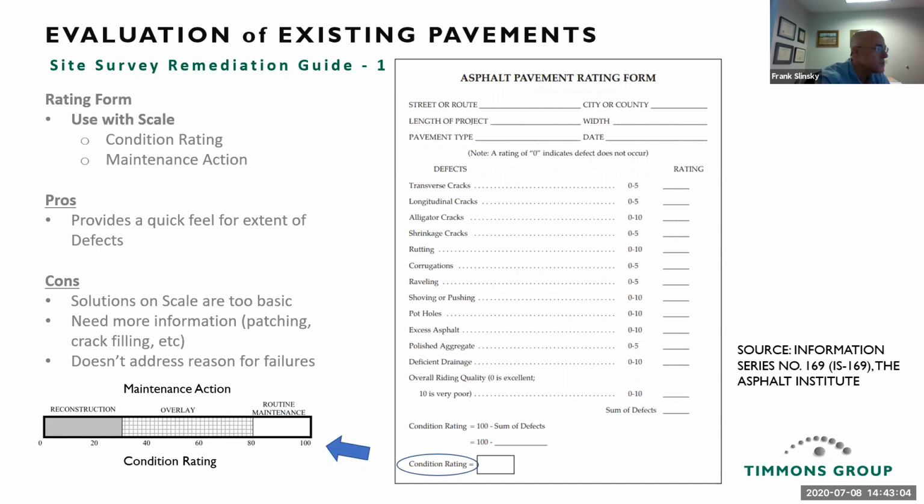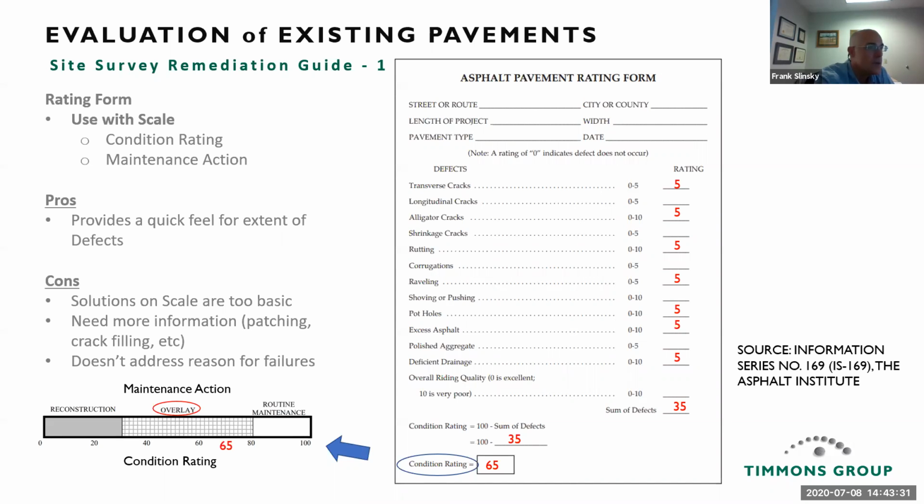Cons is the solutions on the scale are too basic. You need more information, patching, crack filling, etc. And it doesn't address the reason for the failures. The way the chart works is a rating of 0 means there's no defect, and then you kind of just look at your different defects such as transverse cracking, longitudinal, alligator cracks.